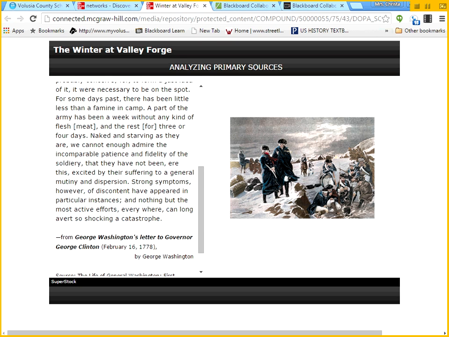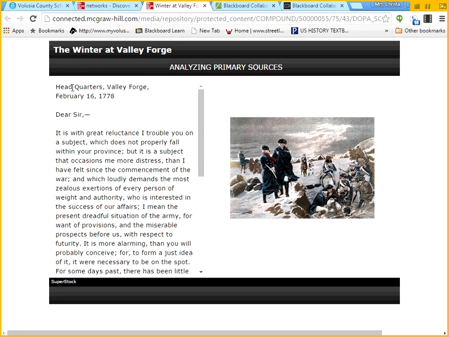Okay, so you can see this is a letter from George Washington to Governor George Clinton, and it gives you the date that it was written. So we can figure out from the information they give us that it was written from the headquarters of Valley Forge. And do you know anything about what's going on in the winter at Valley Forge? No? Okay, great. So have you gotten this far in the course yet, Megan? Not yet. Okay, that's fine.